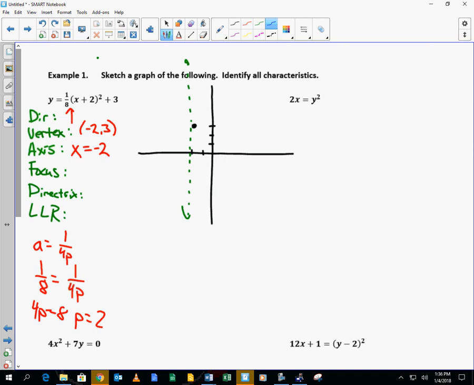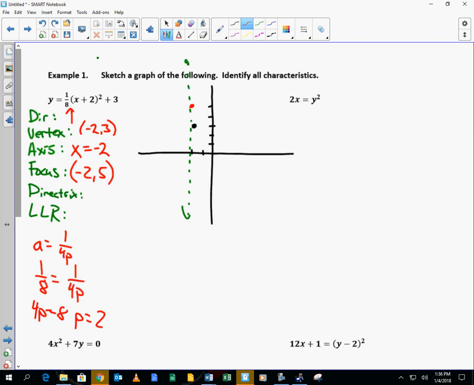So I'm going to go up 2. What is the location of the focus? Do you guys see that I plotted it and then I named it? I think that's easier. If you want to name it and then plot it, go ahead. I find that more confusing.